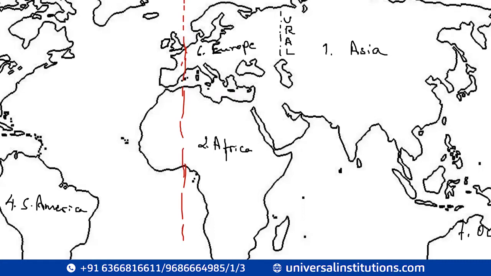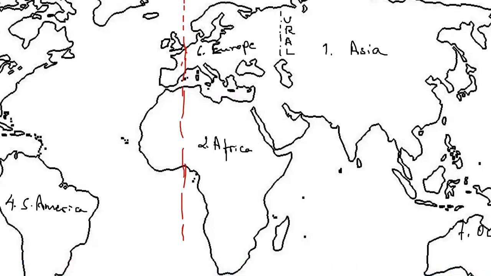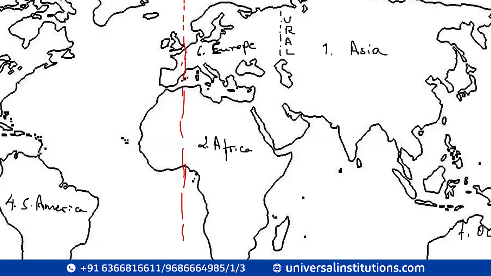Eighth one, Zealandia, the newly discovered continent. So how many of you heard of this Zealandia? It's a new continent. Eighth is Zealandia, which includes New Zealand. New Zealand and New Caledonia area is called as Zealandia. Done? Please raise your hand once you are done writing the names.